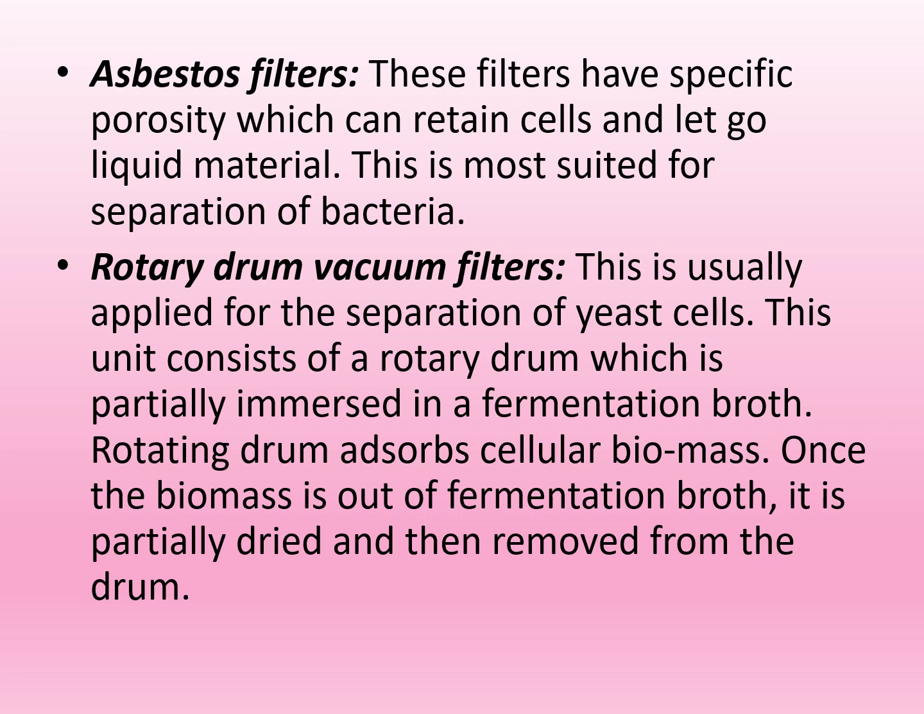Asbestos filters. These filters have specific porosity which can retain cells and let go liquid material. This is most suited for separation of bacteria. Rotary drum vacuum filters. This is usually applied for the separation of yeast cells. This unit consists of a rotary drum which is partially immersed in a fermentation broth. The rotating drum absorbs cellular biomass. Once the biomass is out of the fermentation broth, it is partially dried and then removed from the drum.